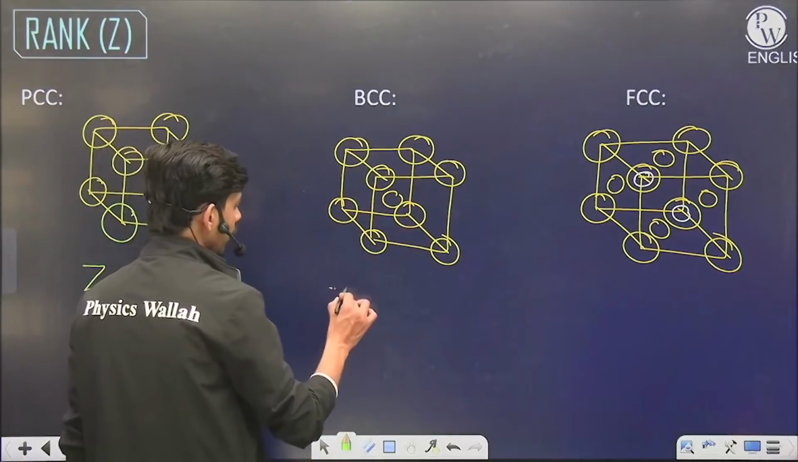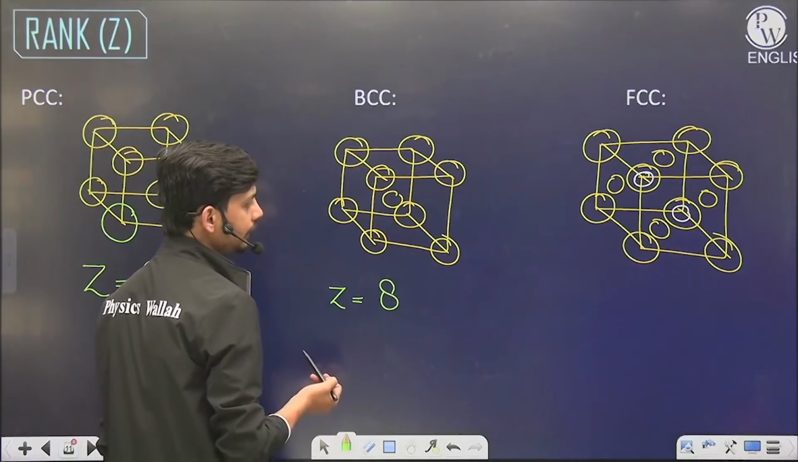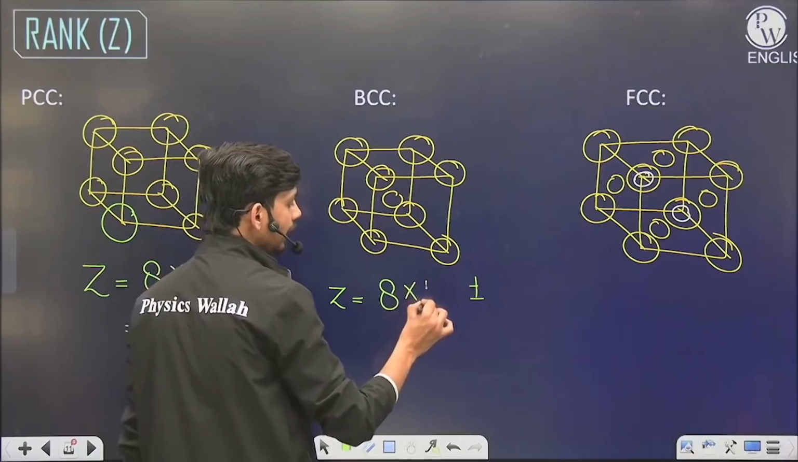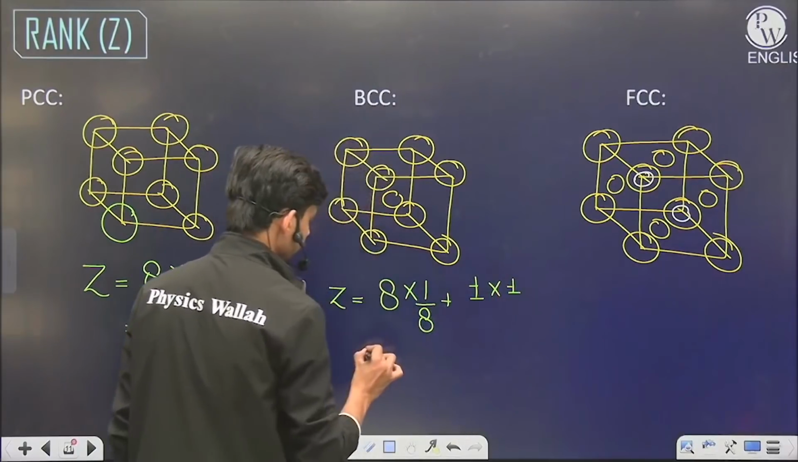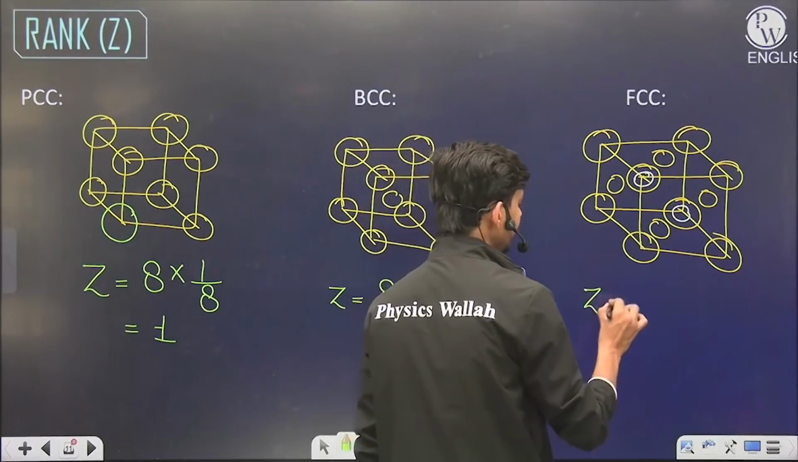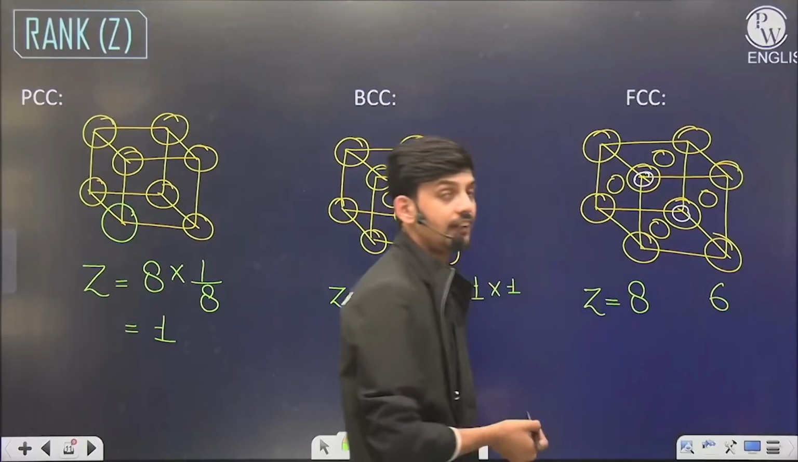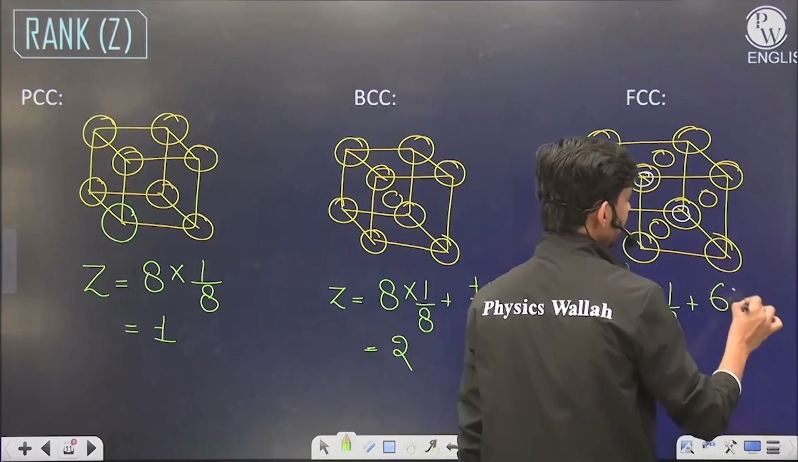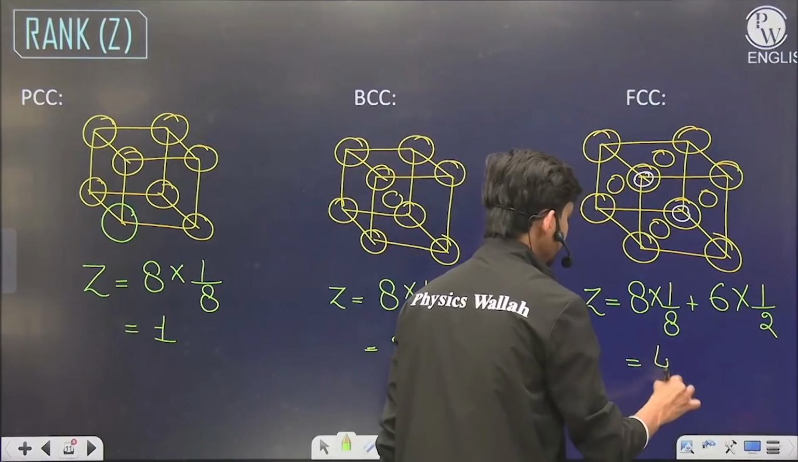Now for BCC, we have 2 different types of atoms. 8 atoms are at the corners, these are lattice points, and 1 atom is at the body center lattice point. The contribution of each corner atom is 1 by 8, and the contribution of the body center is 1. So the effective number of atoms will be 2. So the rank for BCC lattice is 2. And for FCC lattice, we again have 2 types of atoms, 8 atoms at the corners and 6 atoms at the face centers. The corner atom has a contribution of 1 by 8 each, and the face center has 1 by 2 contribution for each atom. So the rank for FCC is 4.